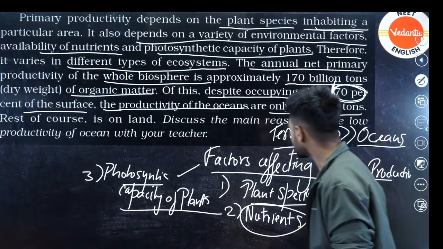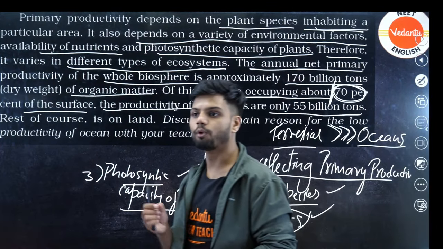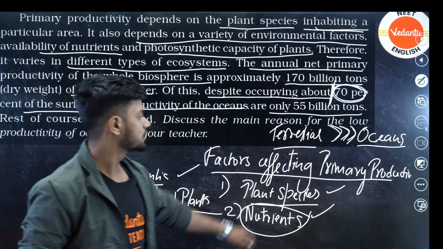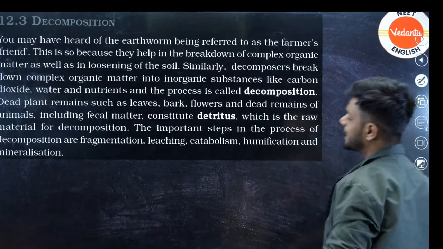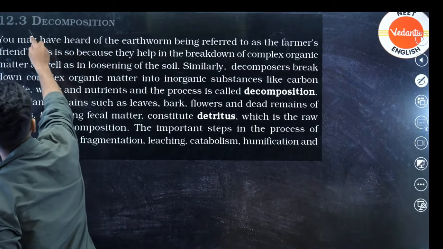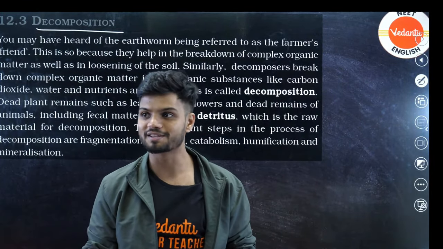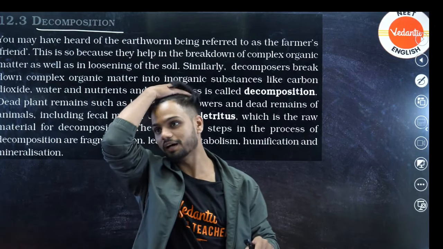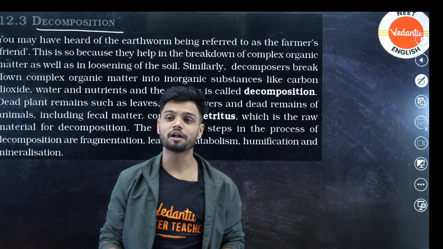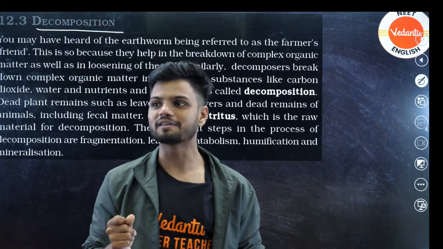So terrestrial ecosystem has more primary productivity compared to oceans. Now, can we start decomposition? Students, your chapter is getting over. Do you realize your chapter is getting over? Productivity is done. The entire productivity is done now. So can we start decomposition?